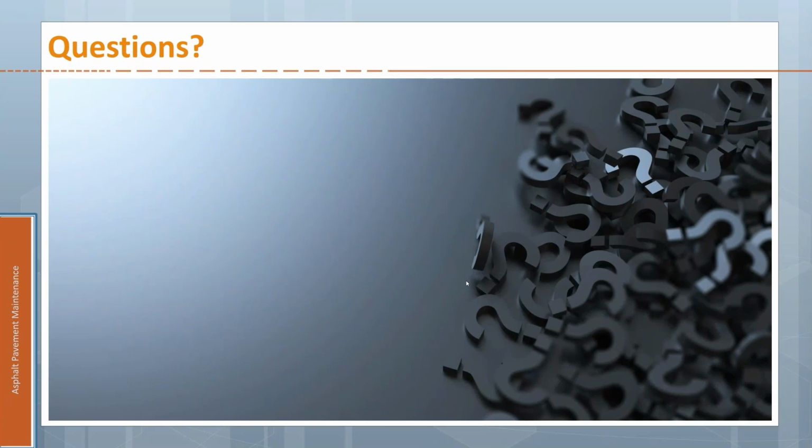Couple of the questions I have. The first one, what is the difference between a fog seal and a seal coat? Is it common to apply a seal coat after placing new pavement?